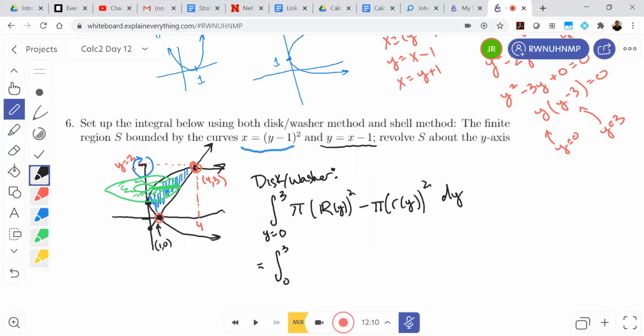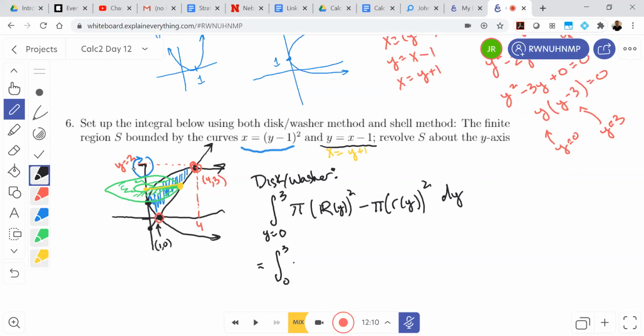All right, and so the big radius is just given by, and let's confirm, going from the y-axis up to that straight line. That is the larger of the two radii. That is going up to the line y equals x minus 1, but our integral is in terms of y's, so we have to write our x value as a function of y. So we're going to convert that into the other form, x equals y plus 1. And that's our bigger radius.